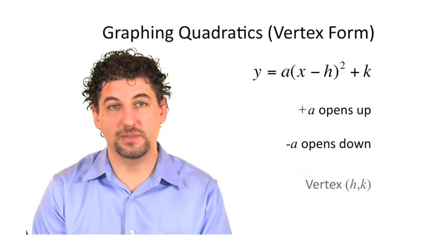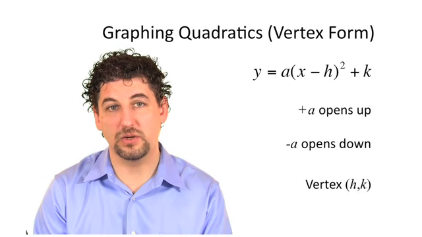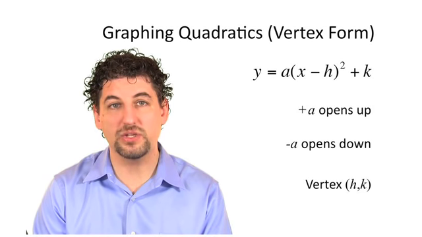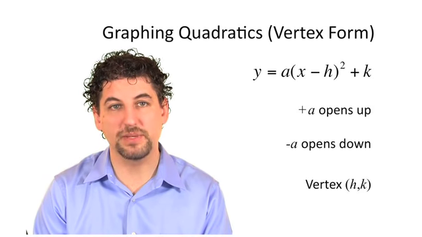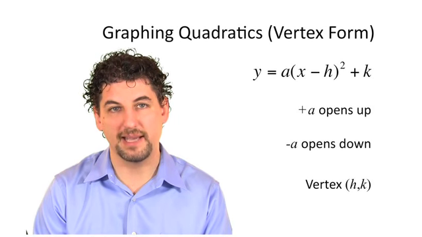And then finally, the vertex point is the point h comma k. So once you have the equation in this format, you can just simply identify the vertex point by analyzing the equation.